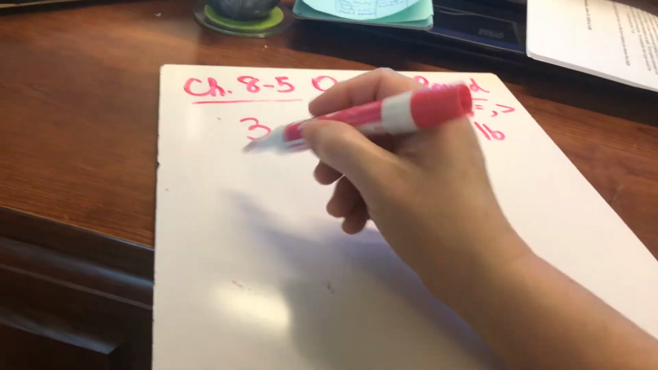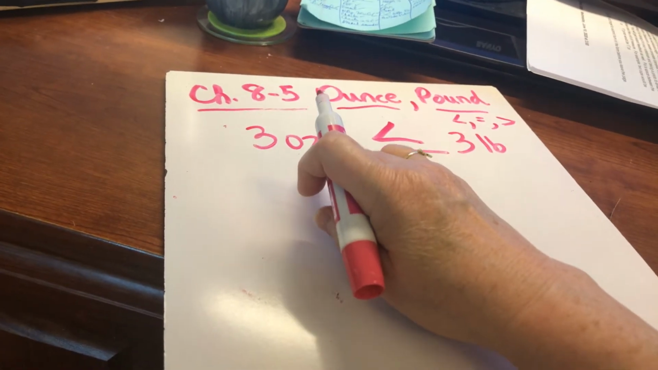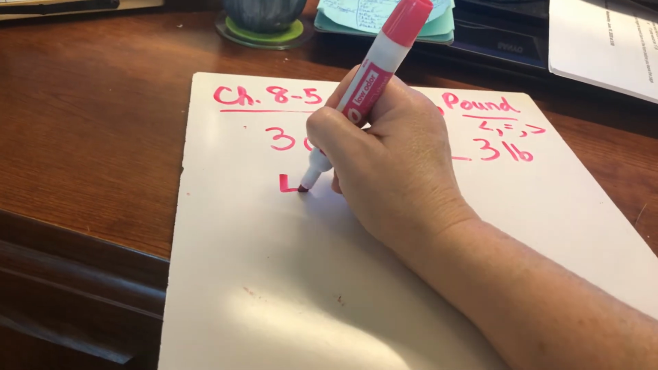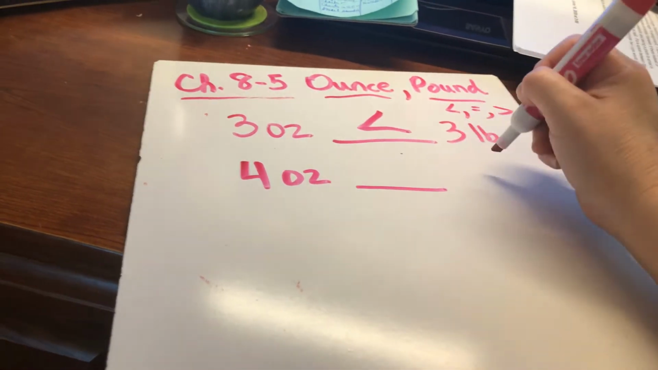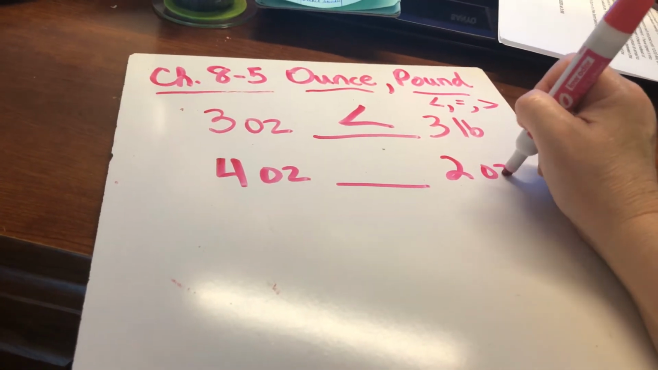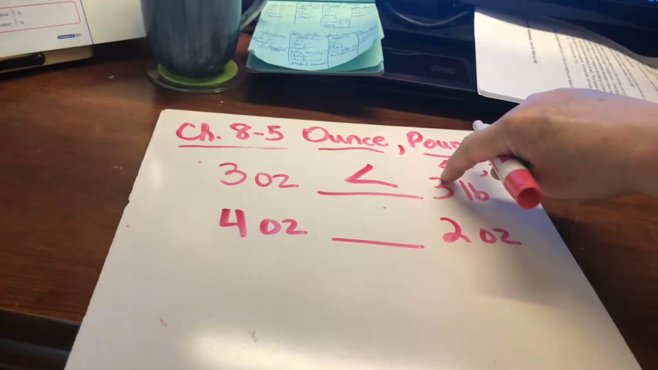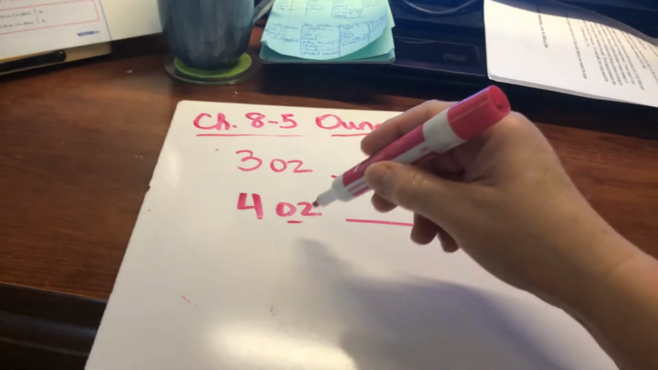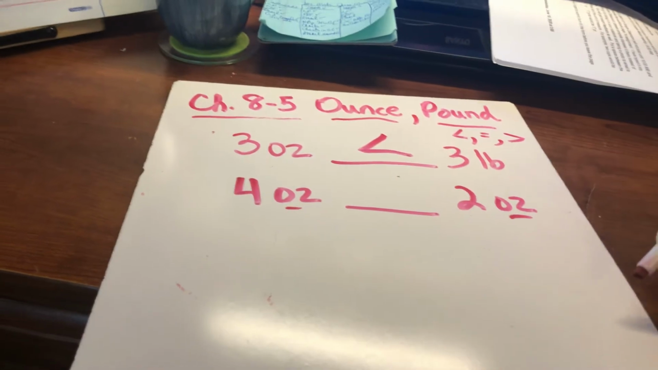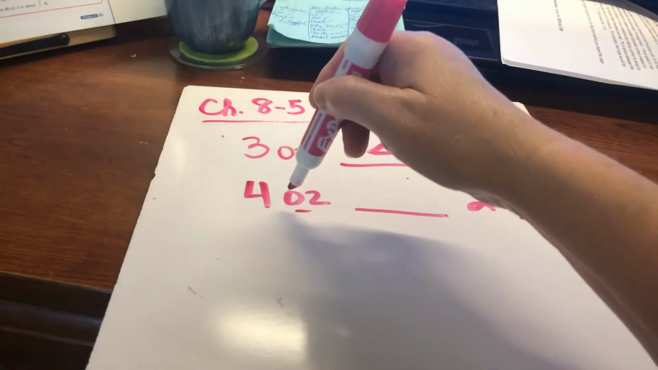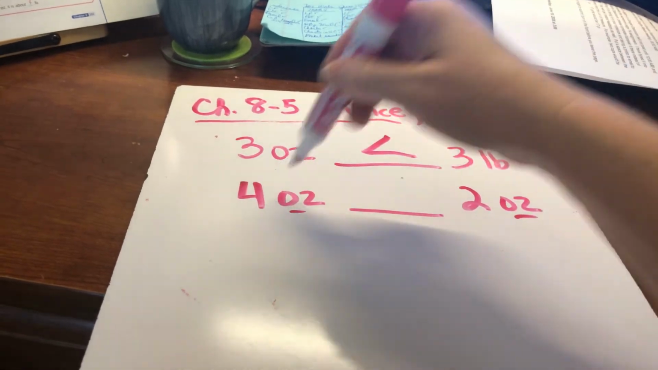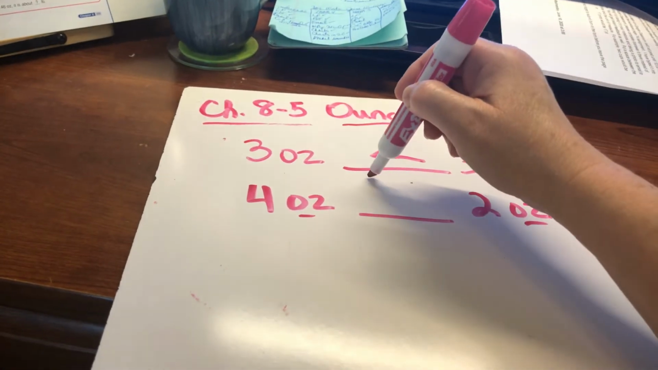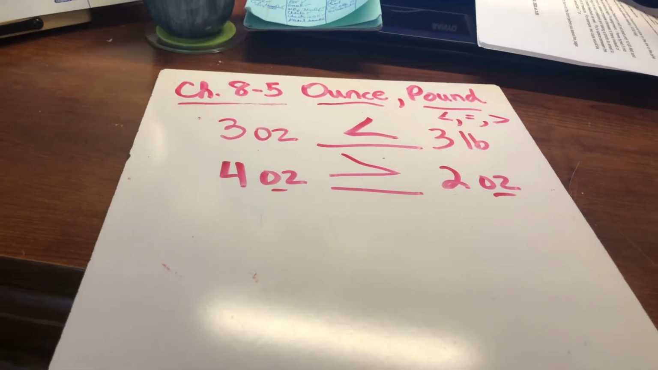What if you were given something where they had the same unit of measure, but different numbers? Let's say we had 4 ounces compared to 2 ounces. This time it's the ounces that are the same. So you look at it and say, I have 2 ounces on this side and 4 ounces on that side. Is 4 ounces less than 2 ounces? Is 4 ounces equal to 2 ounces? Or is 4 ounces greater than 2 ounces? Hopefully you told me it's greater than.